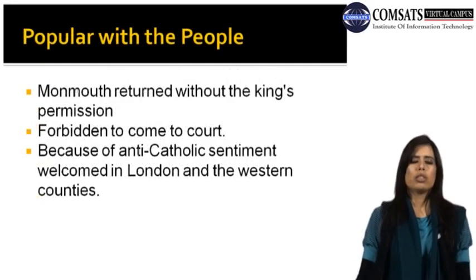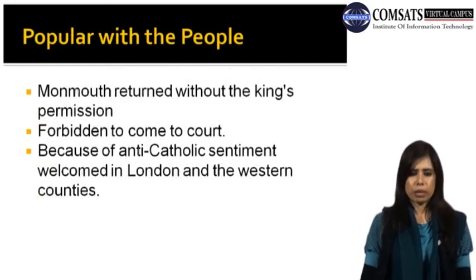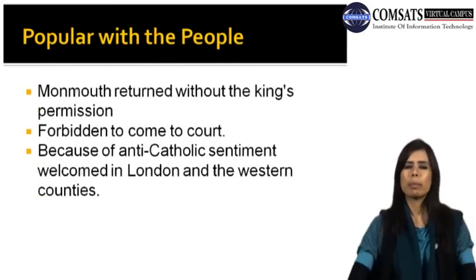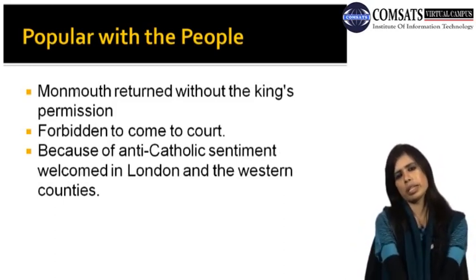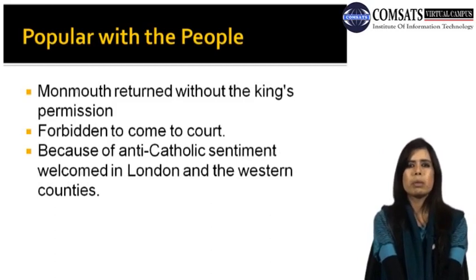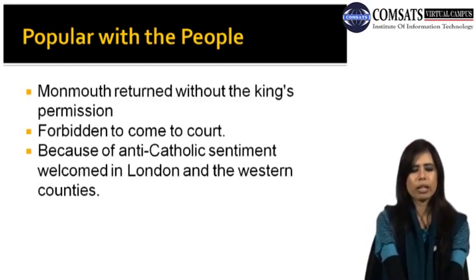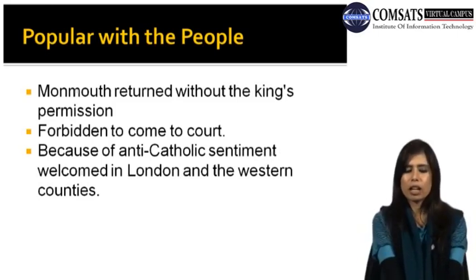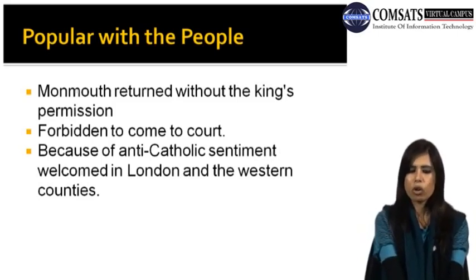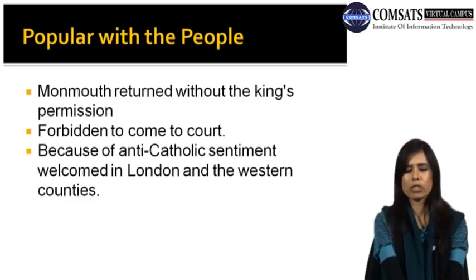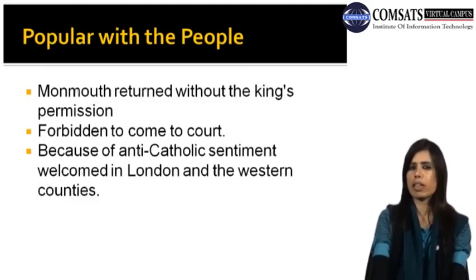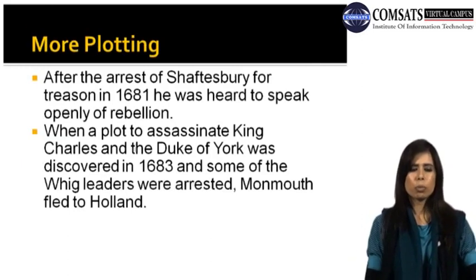More plotting. So basically he was very much popular among the people. Monmouth returned without the king's permission, and he was forbidden to come to court because of the anti-Catholic sentiment. At that time in London there was an anti-Catholic movement going on, so he was welcomed in London and the western countries. So here, my dear students, you can see he was welcomed in London because of his anti-Catholic spirits. Fine. More plotting.